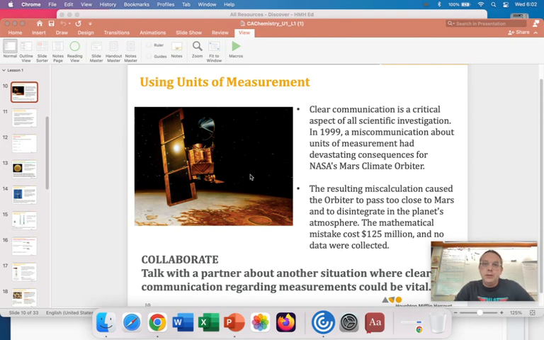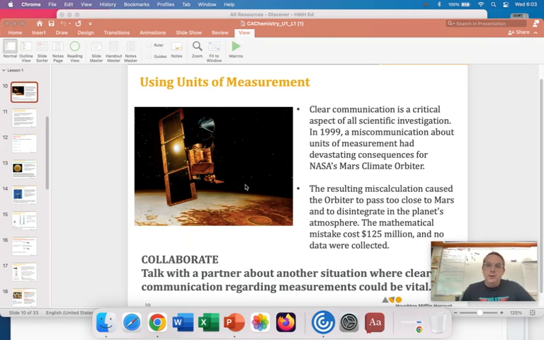Take, for example, the NASA Mars Climate Orbiter. In 1999, this miscommunication about units of measurement had devastating consequences. There was a miscommunication that resulted in this miscalculation that caused the orbiter to go too close to Mars and disintegrate in the planet's atmosphere. This mathematical mistake cost $125 million and no data were collected.